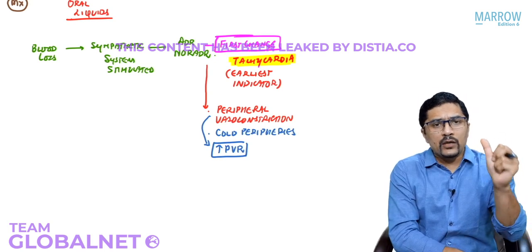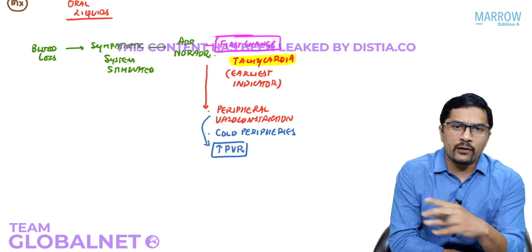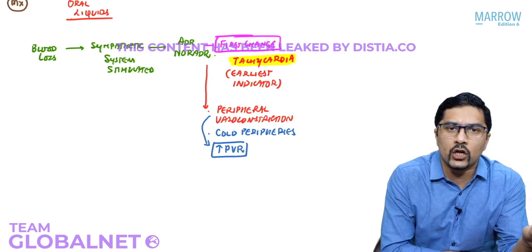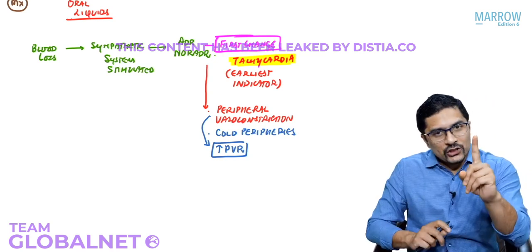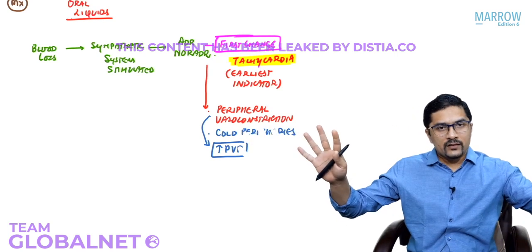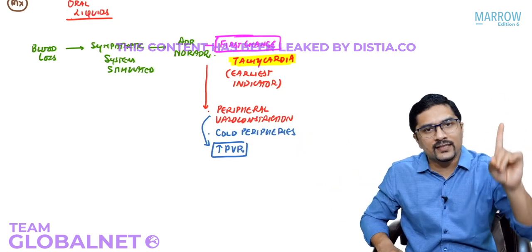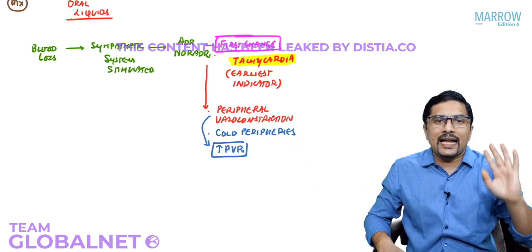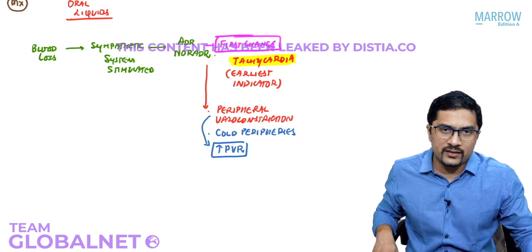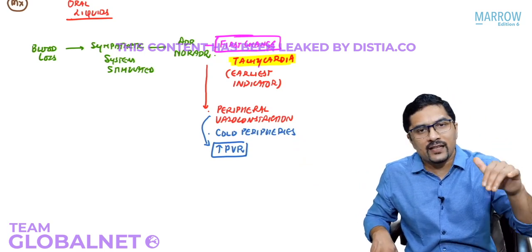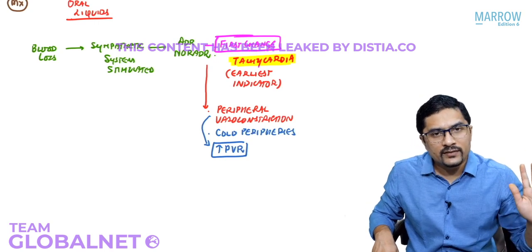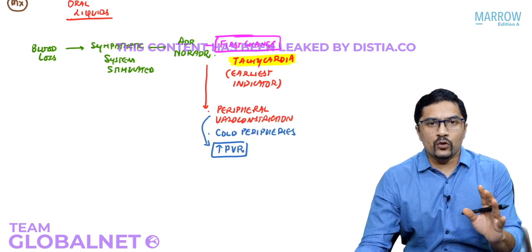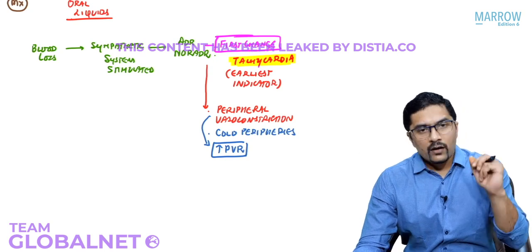So, a simple rule of thumb which I want you to remember for all shocks which we discuss later on as well. Any shock with cold extremities, the peripheral vascular resistance increases. And any shock with warm extremities, the peripheral vascular resistance is going to decrease. So, just remember the simple rule of thumb. Okay.